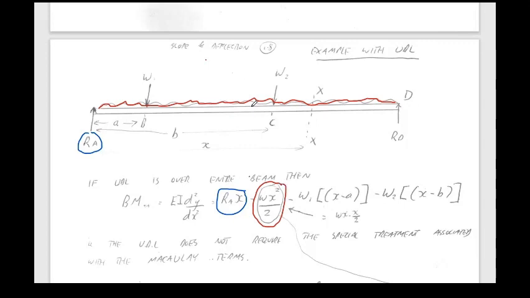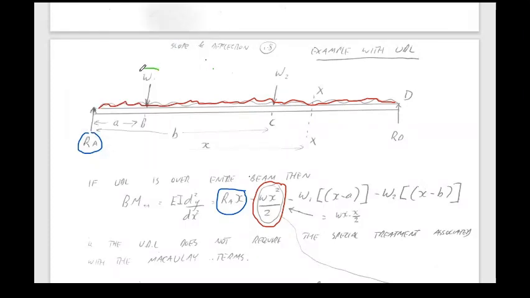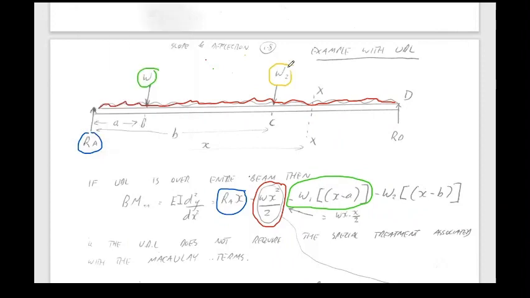And then the other terms are exactly the same as we were considering in the last example. We've got W1, and that is x minus a meters away. So that's that term there, minus W1 x minus a. And then you've got this term here, W2, and that is x minus b meters away, minus W2 x minus b.